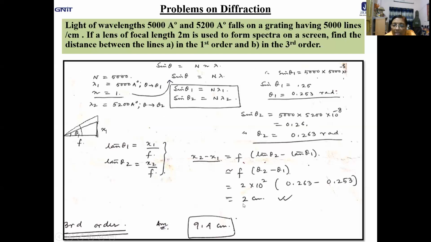You will get x2 minus x1 equal to 2 centimeter because focal length is already given as 2 meter. 2 meter means 200 centimeter will come. So it is written as 200 into theta 2 minus theta 1. So you will get x2 minus x1 equal to 2 centimeter. And for the third order, the only change you have to make here is that a factor of 3 will come, because it is capital N lambda, so 3n lambda 1, 3n lambda 2, and the answer will come out as 9.4 centimeter.